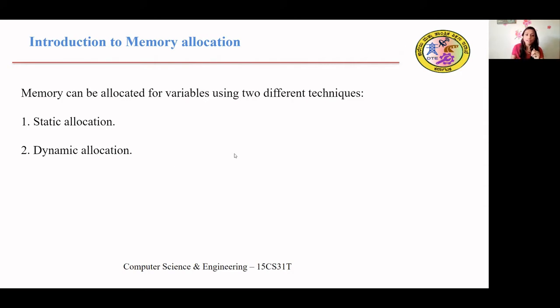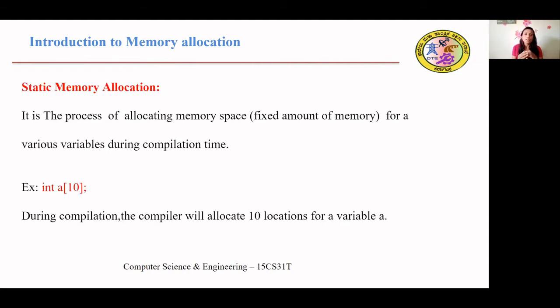If I write int A of 100, what will happen? 100 memory spaces are allocated. Even if you use only 2 memory spaces, 100 memory spaces will be allocated, and 98 memory spaces will go waste. Whereas in dynamic memory allocation, only as much as you will use, that much you can allocate. That is the advantage. Static memory allocation is done during compile time, whereas dynamic memory allocation is done during runtime or execution time.